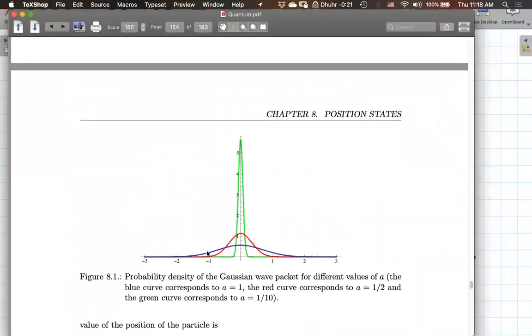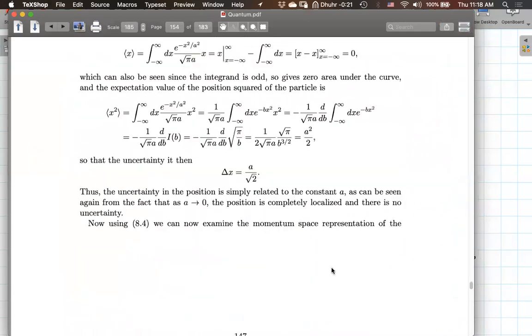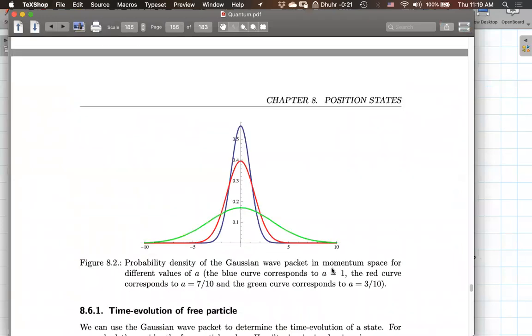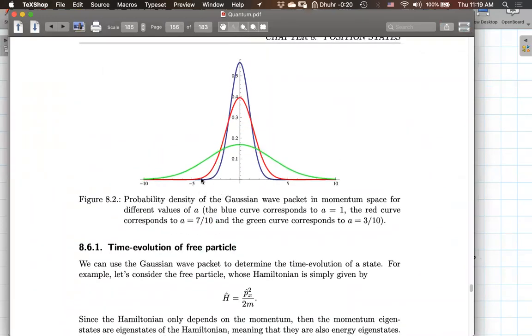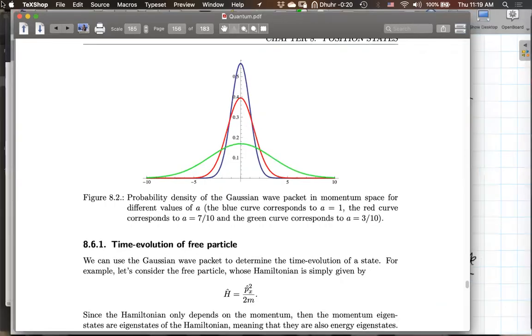So again, here, as we said, as a gets smaller, this thing becomes sharper in the probability for the Gaussian wave packets. If I do the same thing with the probability for the Gaussian wave packet in momentum space, we see the opposite effect. So here, this is when a is equal to 1. Red is when a is equal to 7/10. And then green here is when it's equal to 3/10. So again, the smaller a gets, the more spread out it becomes.